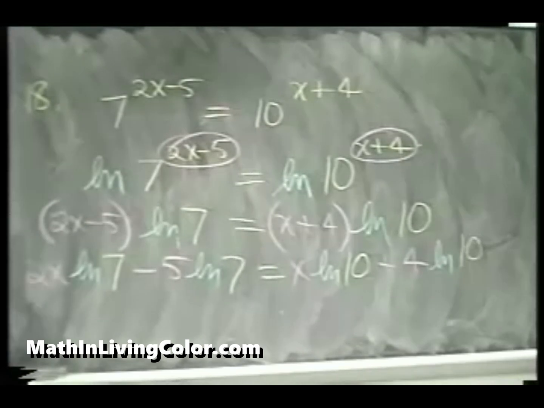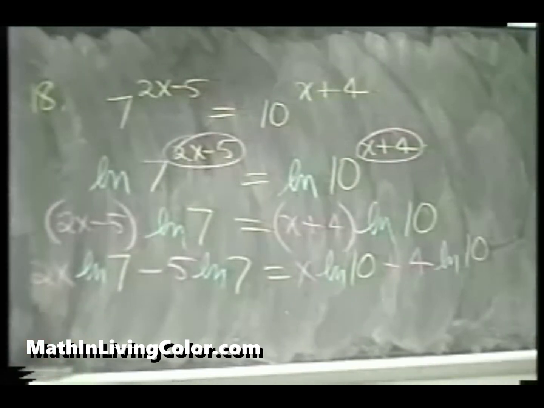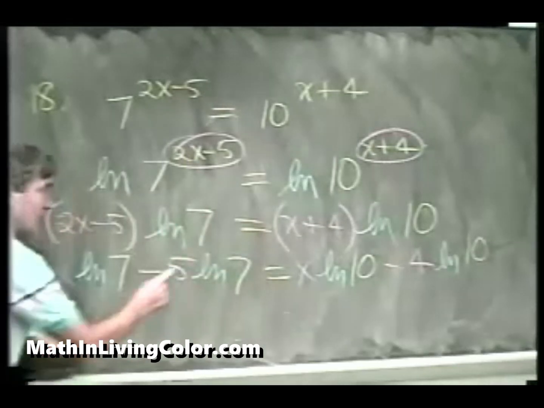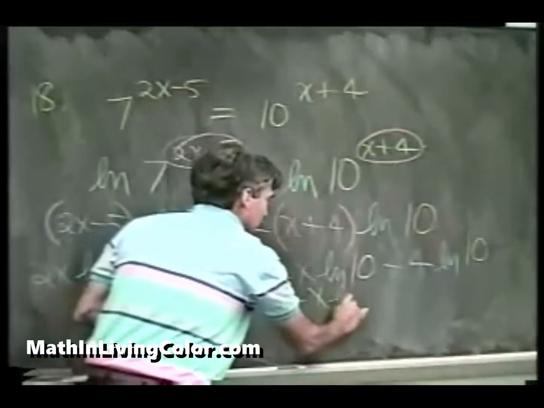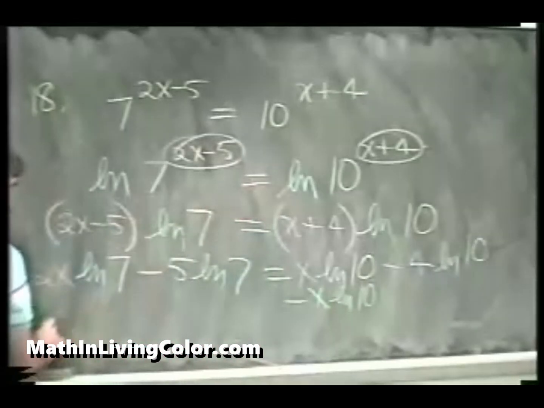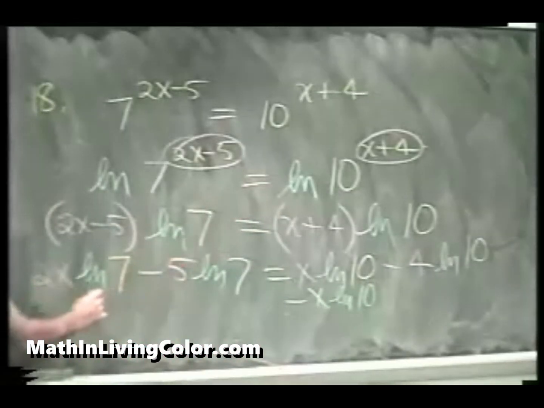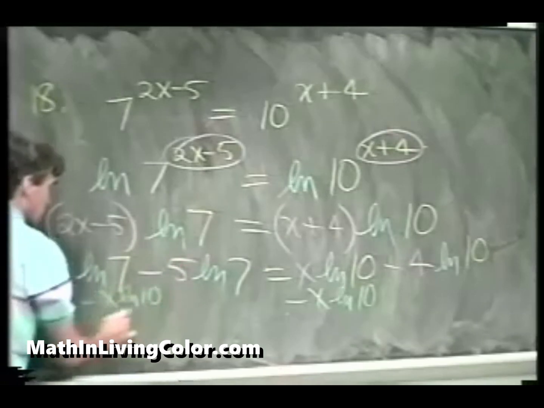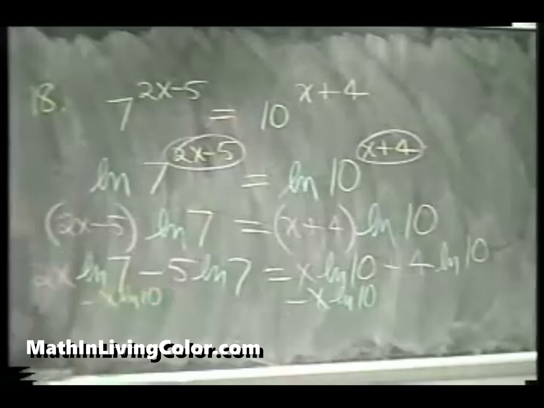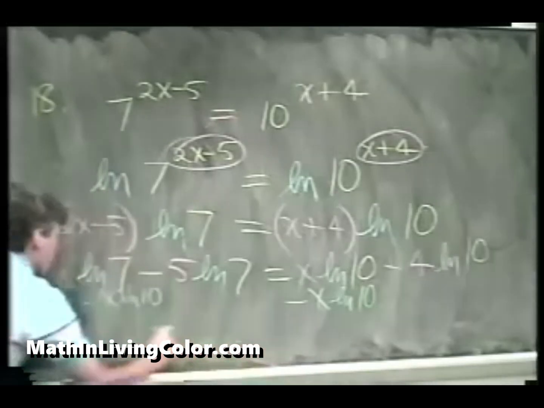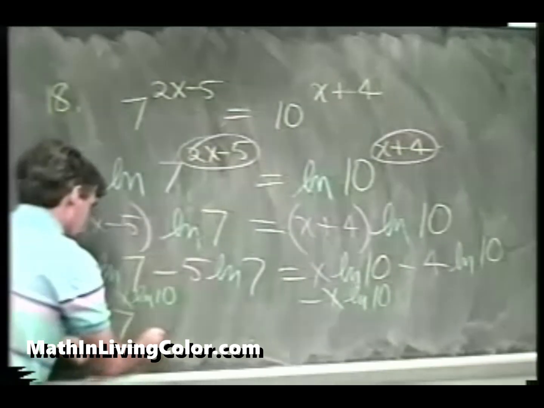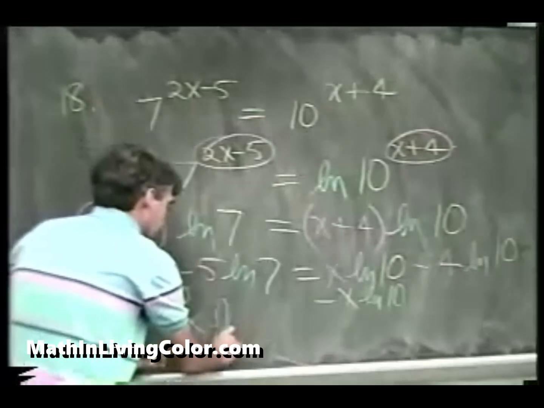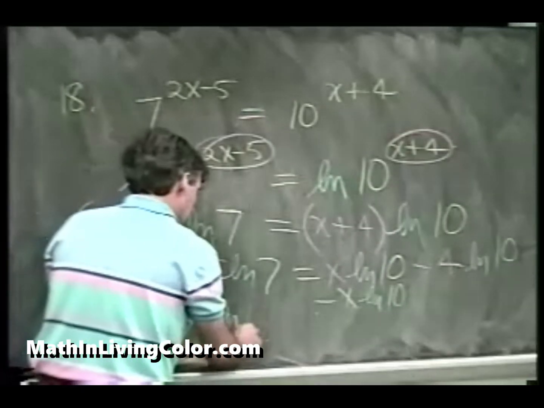And now, before you can factor, there's one more step you've got to do. You've got x's all over the place, don't you? Let's get all the x's on one side. That means let's subtract x ln of 10 from both sides. In other words, now that's not going to subtract. We're going to have to write it down here, negative x ln of 10. And then you'll end up with, on this side of the equation, what will you have? 2x ln of 7 minus x ln of 10, right?